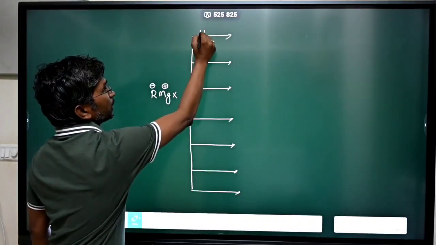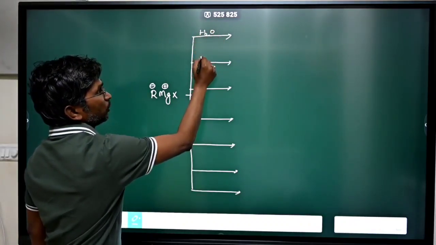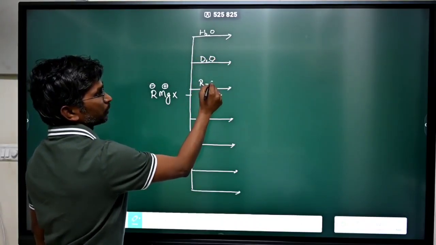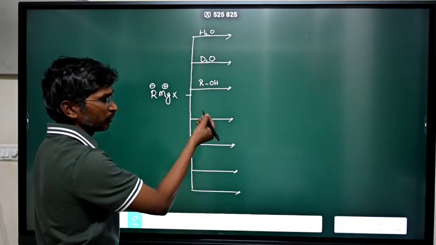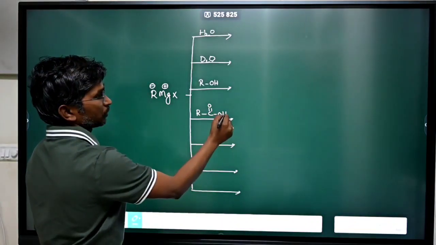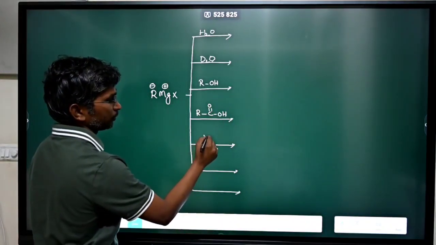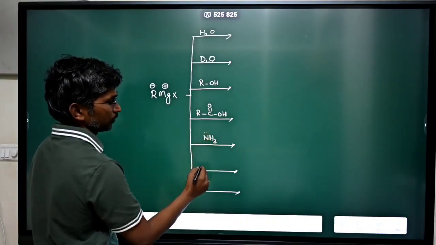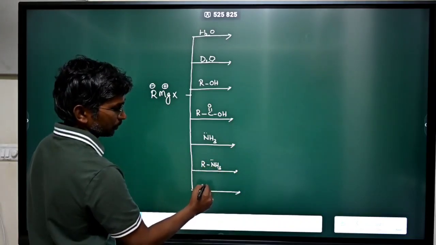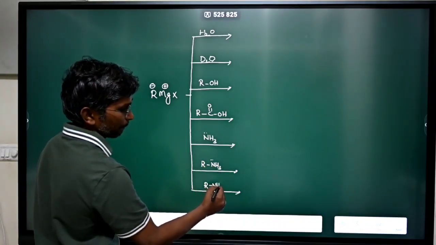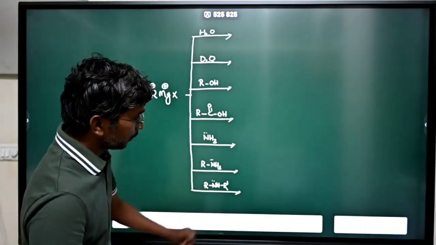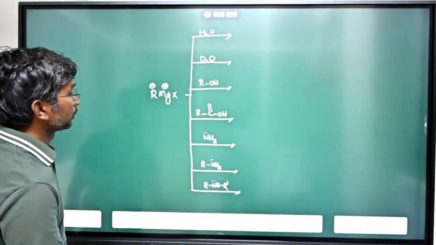First one, Grignard reagent on treating with H2O. What is the product? On D2O. Next one, alcohol I am taking. Here, phenol also we can take, carboxylic acid. Next, ammonia. Primary amine. Secondary amine. R may be equal to R dash, R may not be equal to R dash, both may be alkyl groups.